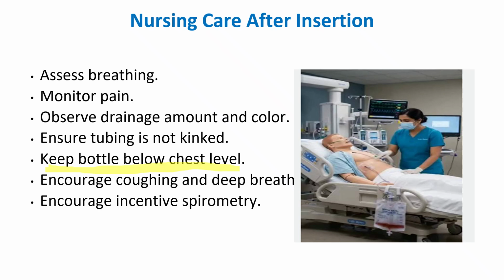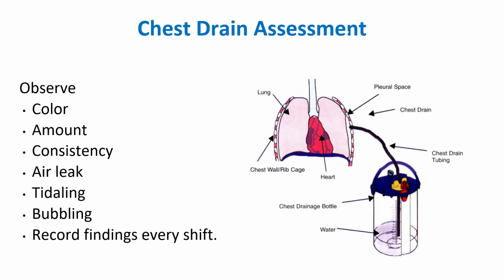You can see it in the picture, right? The bag or the drainage system container should always lie just below the chest level of the patient. You should not keep it at the top or at the equal level. No, you should not do that. You have to always keep the drainage bag below the level of the chest. Encourage coughing and deep breathing exercises, and as much as possible tell the patient to use incentive spirometry exercise. Okay.